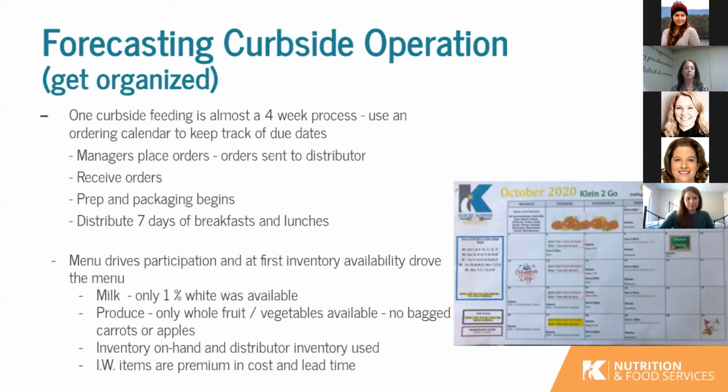So again, it's a 4-week process. The managers place the orders. We get them to the distributor. We receive them. Then we need to package. As Kate said, we're packaging, we're prepping, we're bagging. Almost all those IW items were not available.